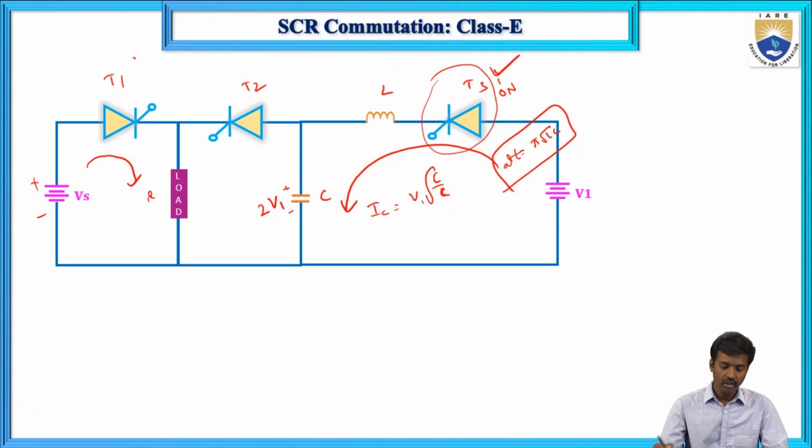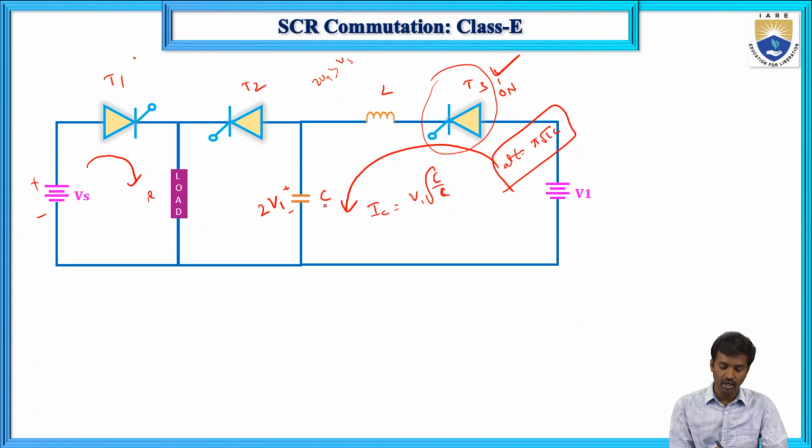So now here this value 2V1 is greater than this supply voltage. So now here this value is greater than this value. So Vs is always... 2V1 is always greater than V1.